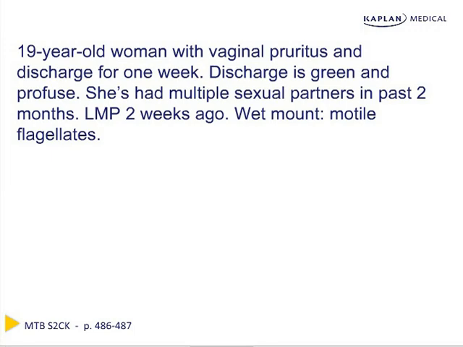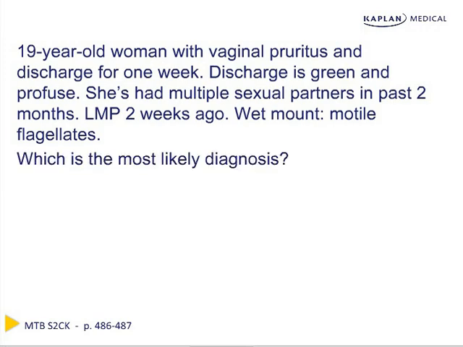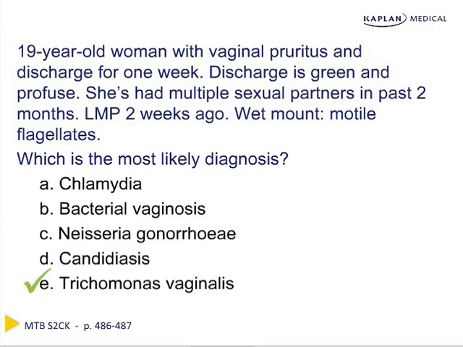I'm going to move on to the topic of vaginitis, and we'll start with a case presentation. We have a 19-year-old who presents with vaginal itching and discharge, and a wet mount is performed showing motile flagellates. We're asked what the most likely diagnosis is, and based on her wet mount, we correctly diagnosed Trichomonas vaginalis. This typically presents with a profuse green and frothy discharge.